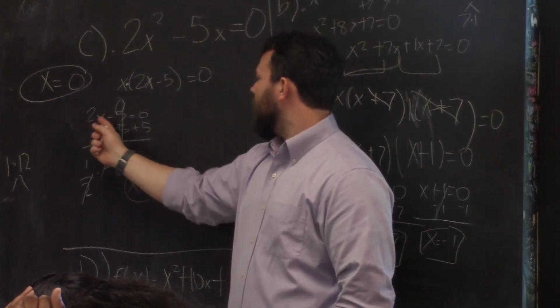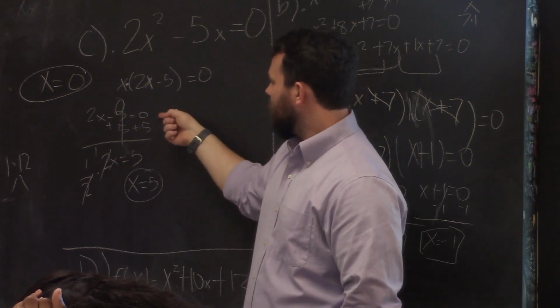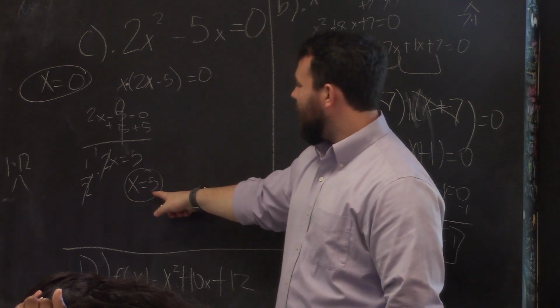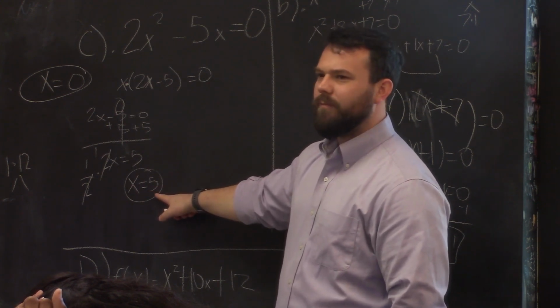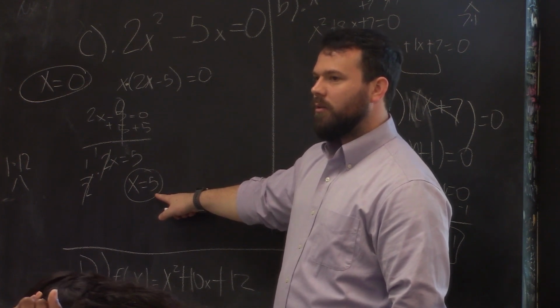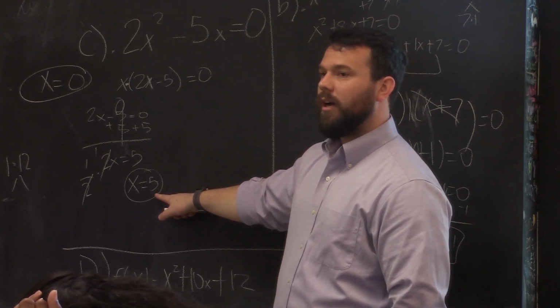And so we set 2x minus 5 equal to 0. Added 5 to both sides. And then you got x equals 5. Anybody get anything different? Wait, it's okay, 5 and 2. 5 divided by 2, 5 halves.